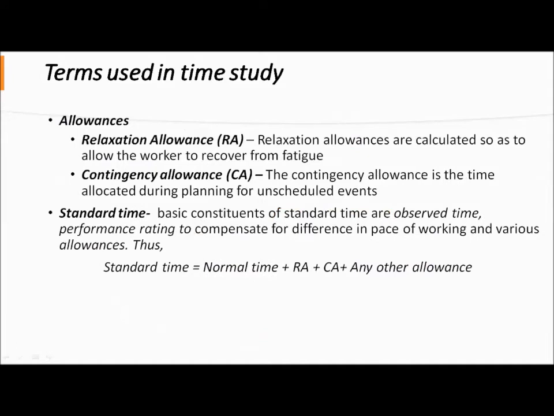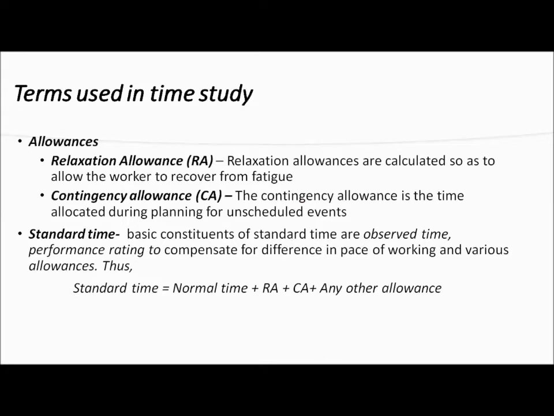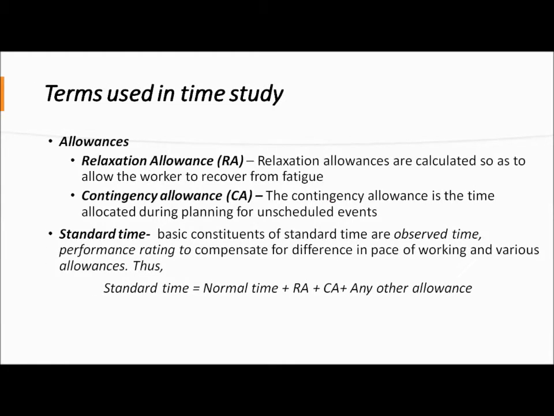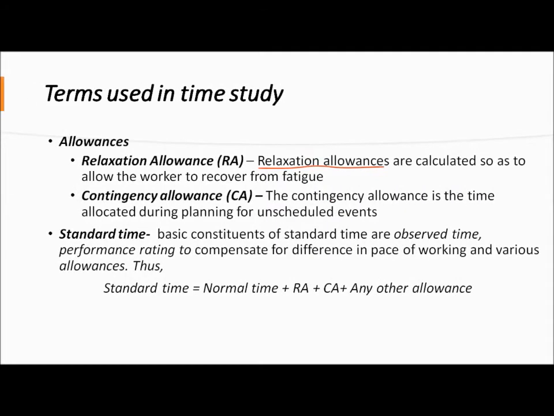Now we go to allowances. Some time allowances are given during operations in a plant. The first allowance is called relaxation allowance. Relaxation allowances are given to employees, like the lunch break, for example, and the tea break is also an example. All the breaks which help the worker to recover from fatigue can be termed as relaxation allowance.